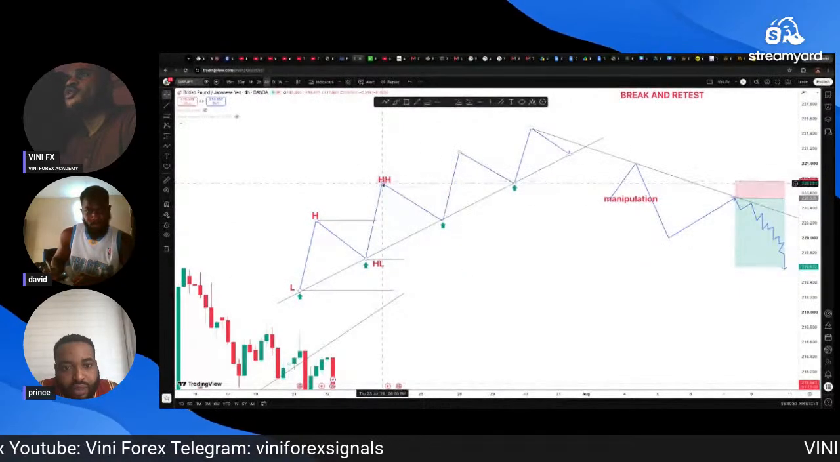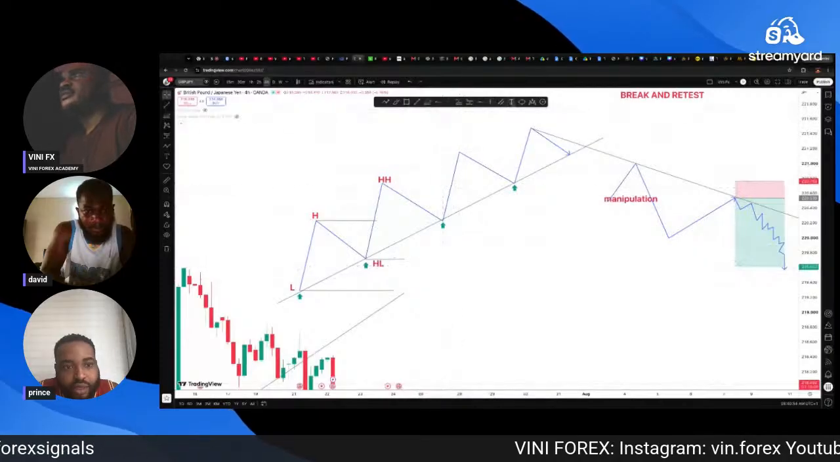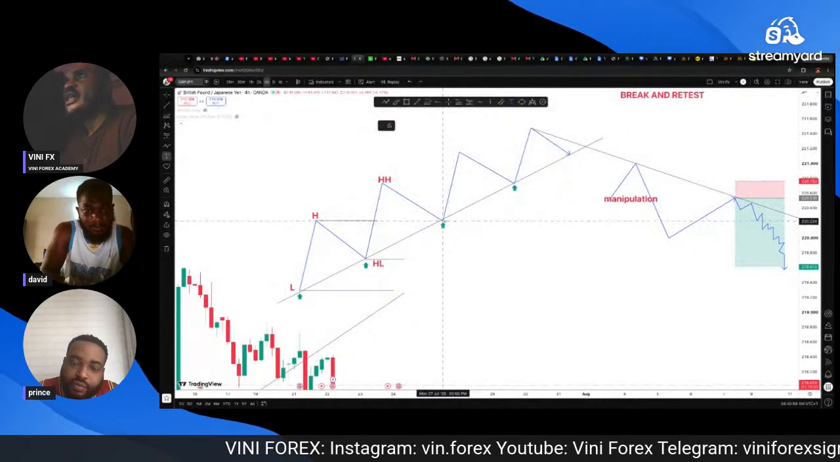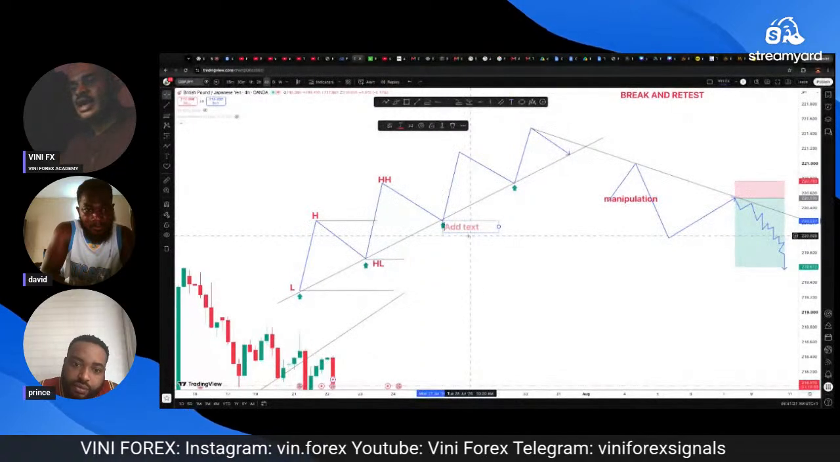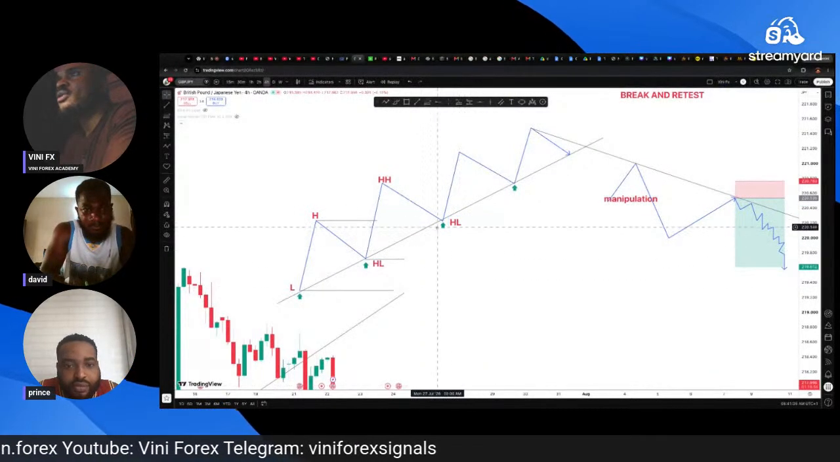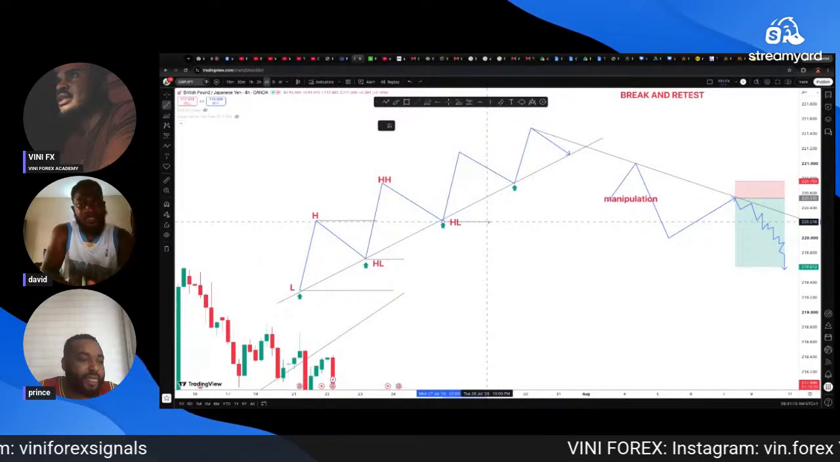After a higher high, the market must push down to give you what again? A higher low. I'm going to give you a higher low. Why is it called a higher low? Because this low is still higher than the last one, the previous one.